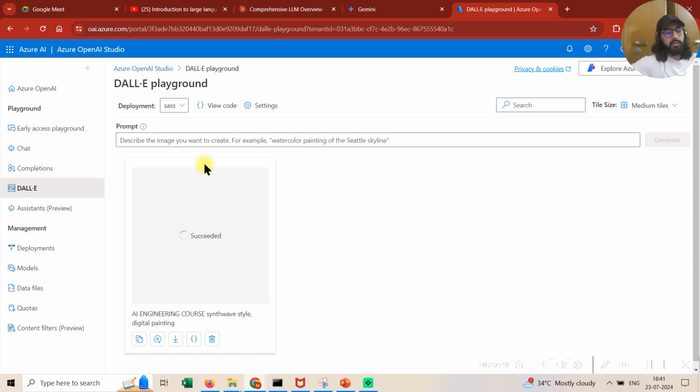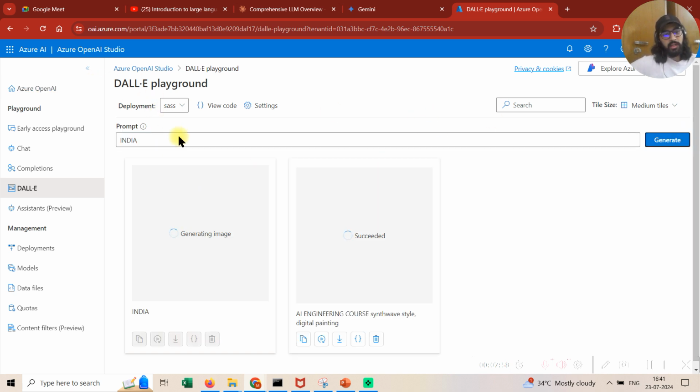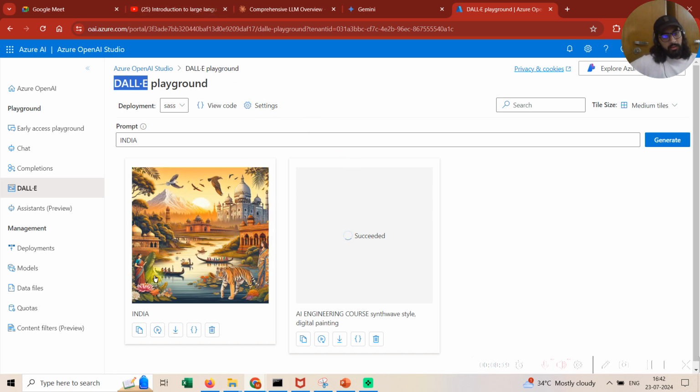So let's say I ask it to generate India, if I just say India, right? It's going to generate an image. So my AI was able to generate an image, so it's generative AI, right? I'm using DALL-E, the image generation model from OpenAI. It's based on the diffusion concept. You don't need to know the diffusion concept, it's fine. So see, it was able to generate India, right?